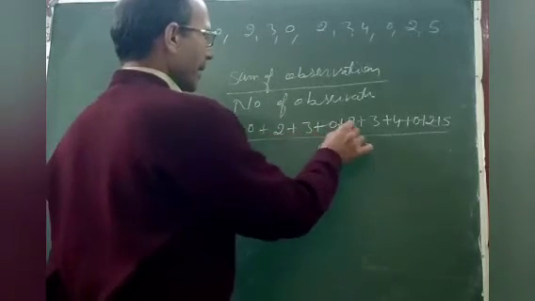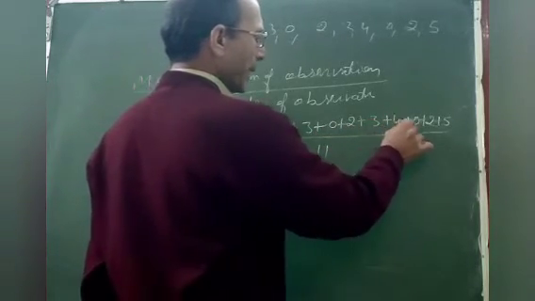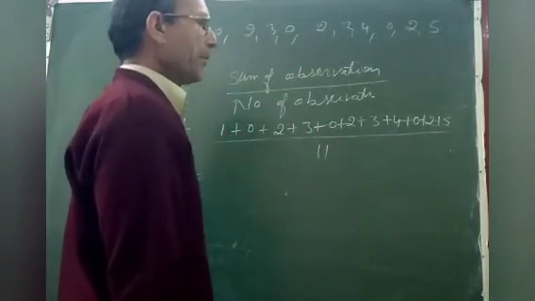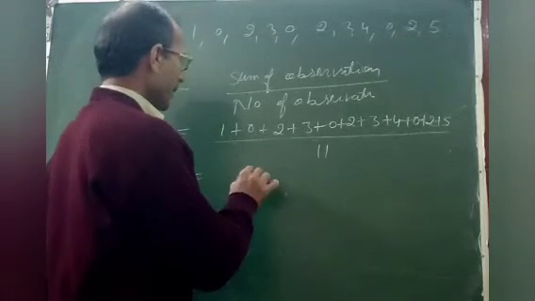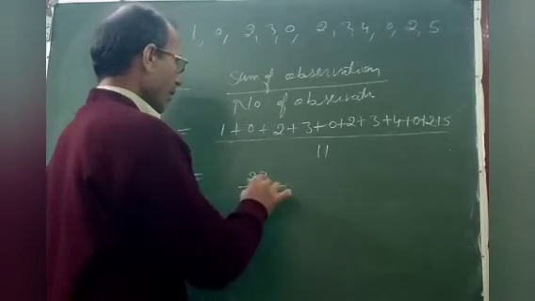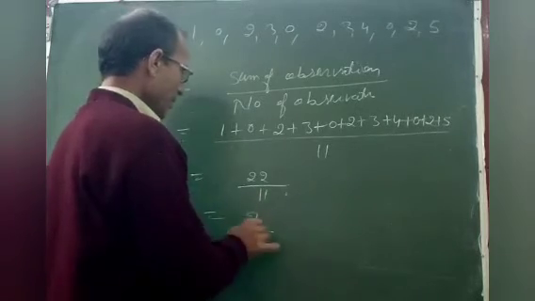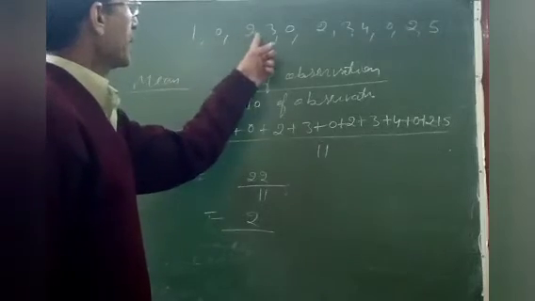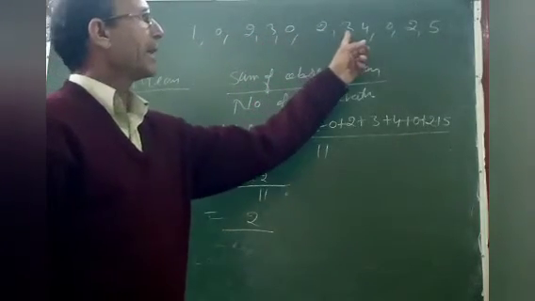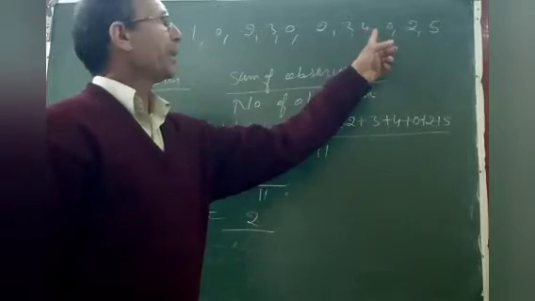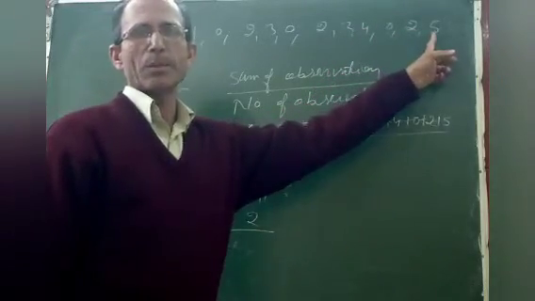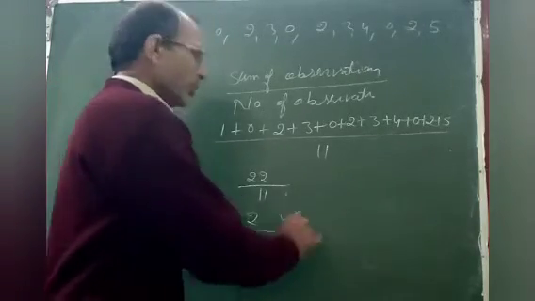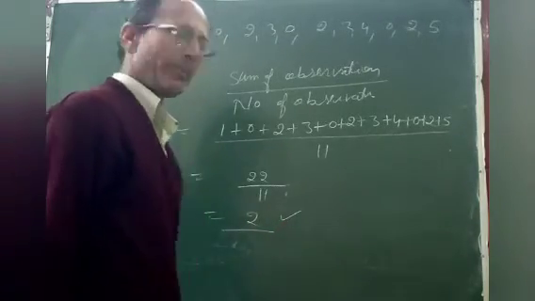Now add them: 1, 3, 6, 8, 11, 15, and 15 plus 2 is 17, 17 and 5, 22. Number of observations is 11, so the mean is 2. Sum of observations 22 divided by 11, so the mean is 2.